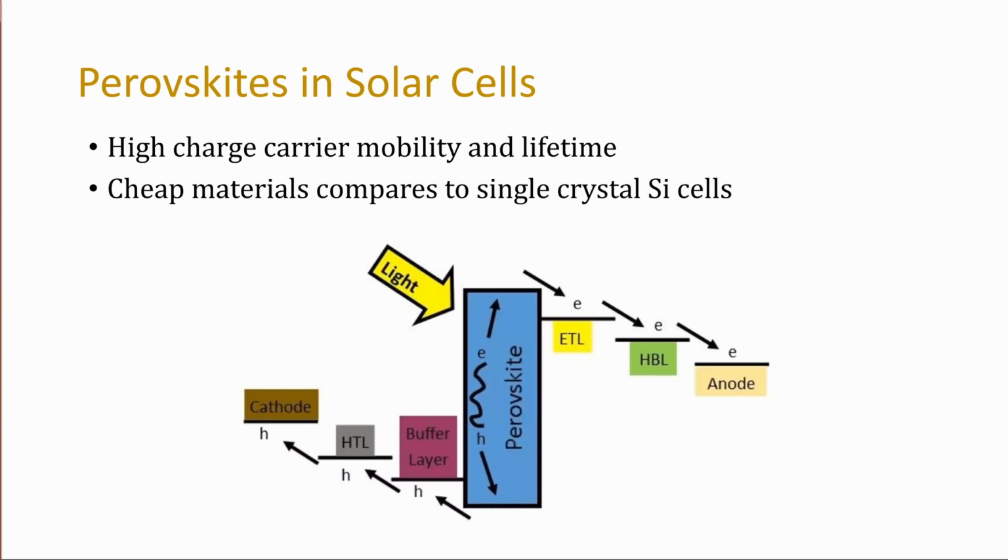These ABX3 perovskite crystals are desirable for solar cells because the structure has both high charge carrier mobility and lifetime, which allows electrons and holes generated by light to create current rather than heat that would dissipate out of the cell. The perovskite crystals are also much cheaper to manufacture than the currently preferred single crystal silicon solar cells, as perovskite solar cells can be constructed through deposition or spin coating.